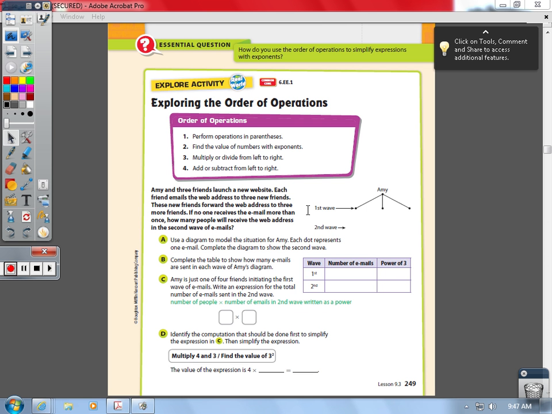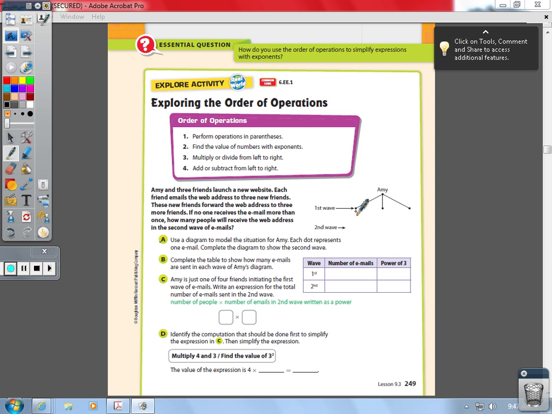So the first problem we're going to use to represent this has to do with Amy and 3 friends launching a new website. Each friend emails the web address to 3 new friends. These new friends forward the web address to 3 more friends. If no one receives the email more than once, how many people will receive the web address in the second wave of emails? So what we want to do is use a diagram to model the situation for Amy. Each dot represents one email. Complete the diagram to show the second wave.